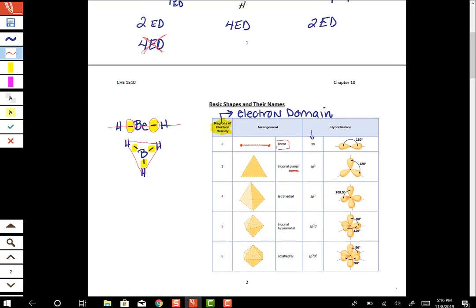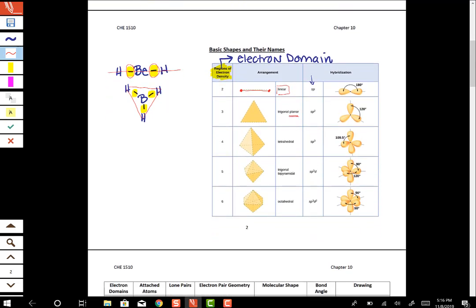So you kind of imagine, oops, sorry about that. You imagine the boron in the center of this triangle, and there's a hydrogen here, there's a hydrogen here, and there's a hydrogen here. And so those bonds are trying to be as far apart from each other as they can. The next one is much harder to draw.